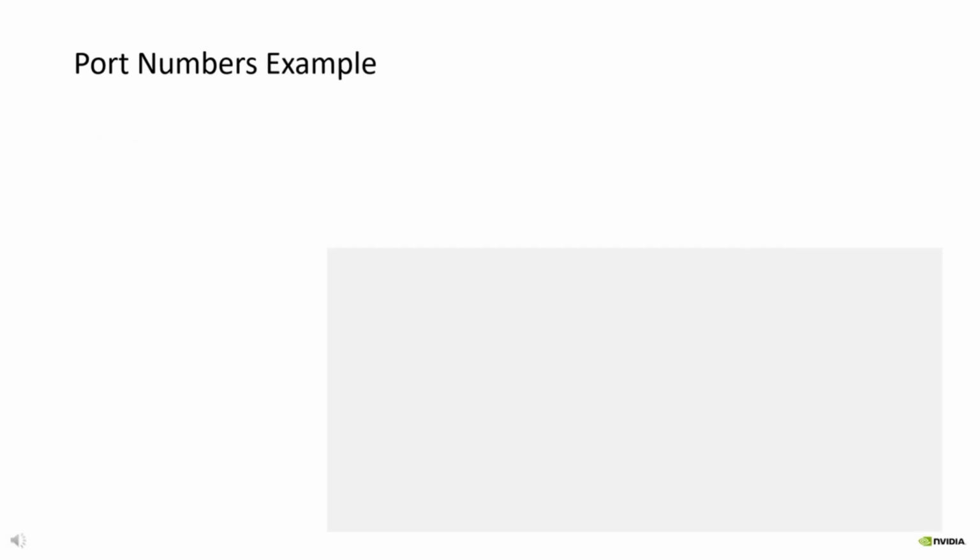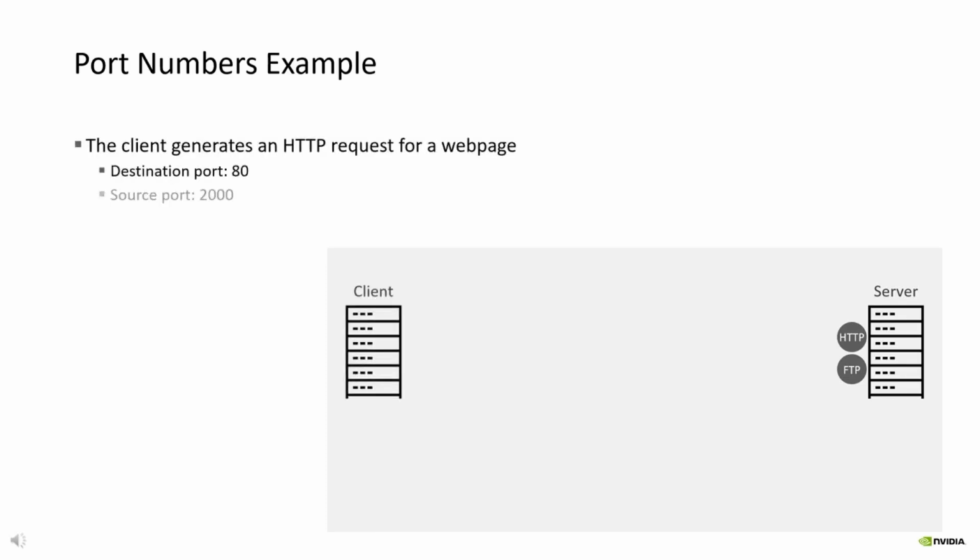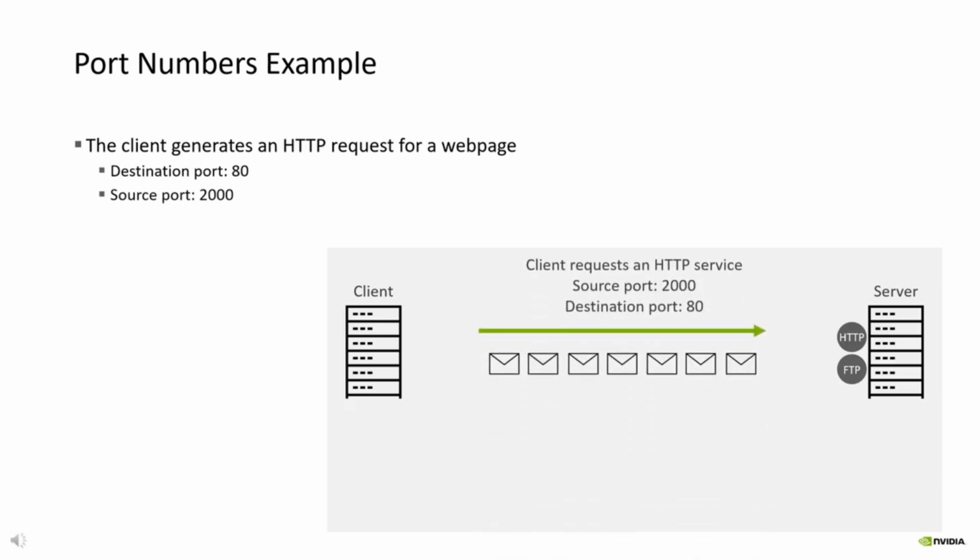Let's see how port numbers are used. We have a single server that runs 2 services, HTTP and FTP. When a client generates a request targeted at that server, the client must specify which service is requested, either HTTP or FTP. In this example, the client generates an HTTP request for a web page. When this request arrives to the server, it must be able to identify that it is an HTTP request and forward it to the HTTP service. Only the HTTP service can respond to the HTTP request.